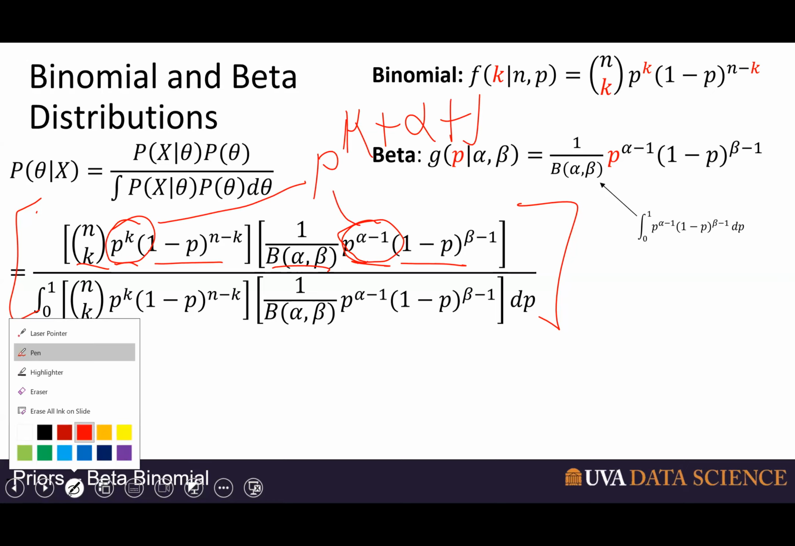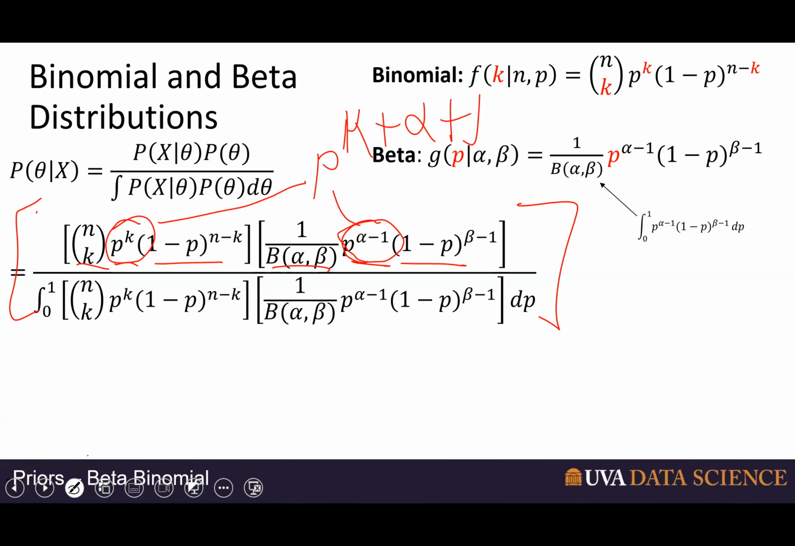Do you see anything else in here in the top that's going to combine? 1 minus p. Yep, exactly. We've got the same thing with a 1 minus p. And so that gives us 1 minus p to the n minus k. That whole thing there, right?